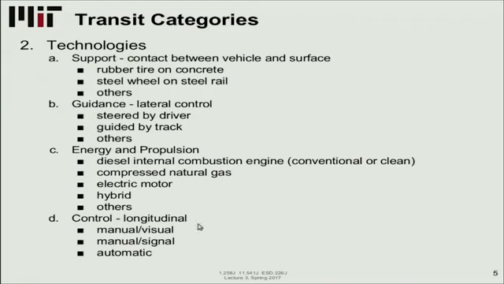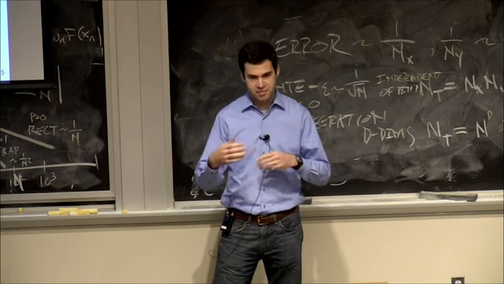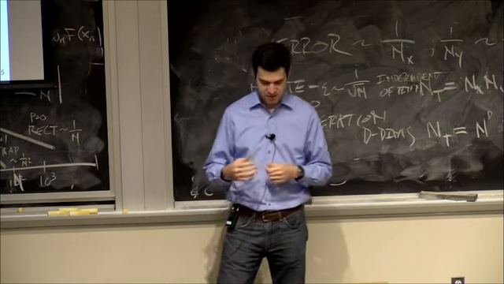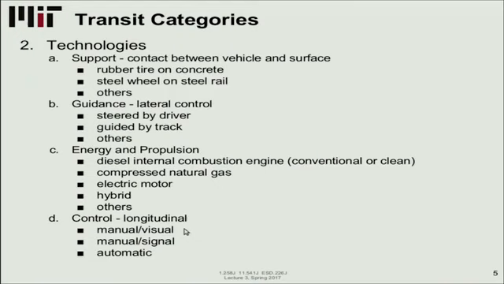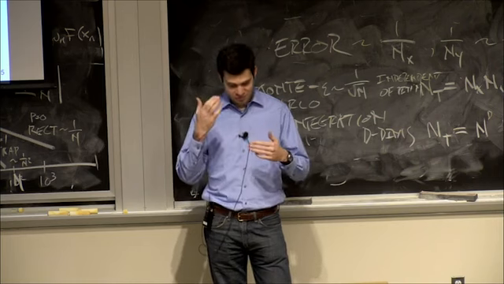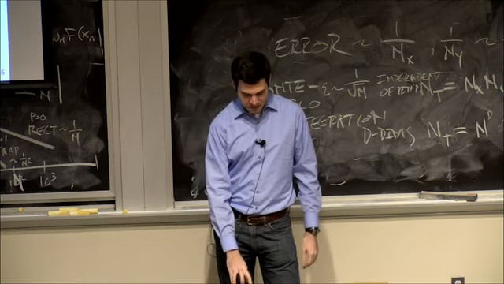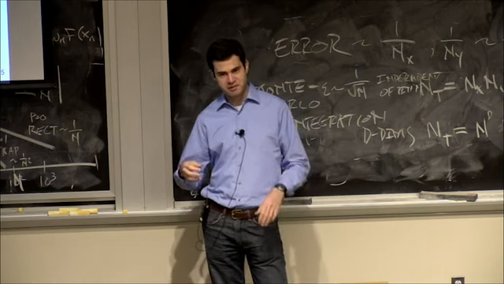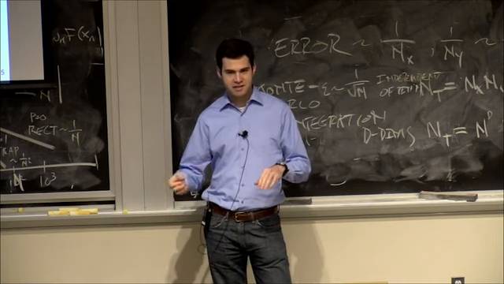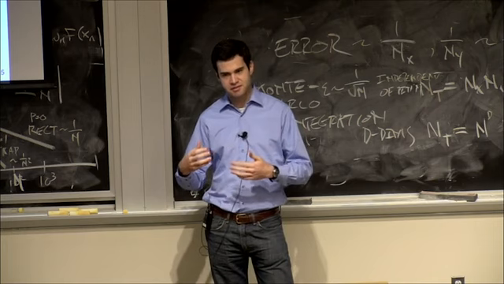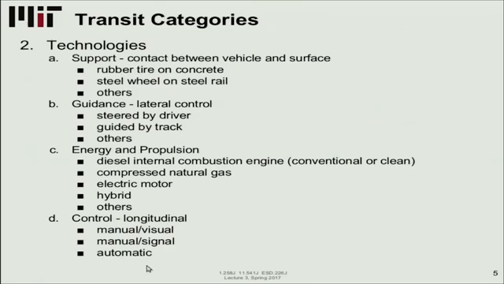So we talked about guidance, which is lateral control. What about longitudinal control? So how do you control when you stop? How do you accelerate? How quickly you go or brake? So we have manual or visual. So buses are typically driven by a person who has a brake and an accelerator, and they control everything manually and on site. There's also manual with signals. This is more typically for rail. You have signals that might set a speed limit on the vehicle and protect trains from crashing into each other. And then there's fully automatic. So you have a robot controlling the longitudinal movement of the vehicle.